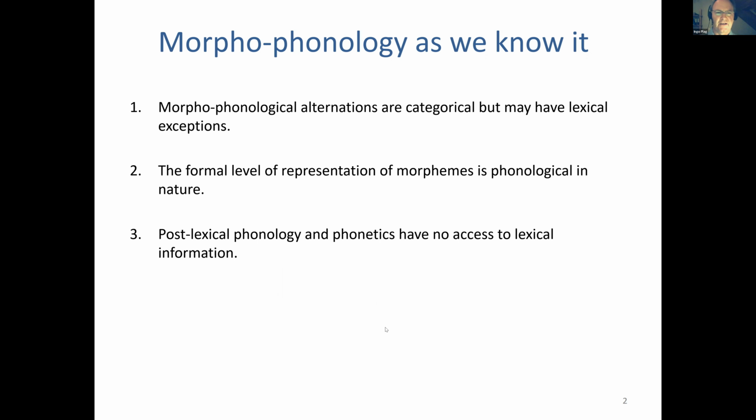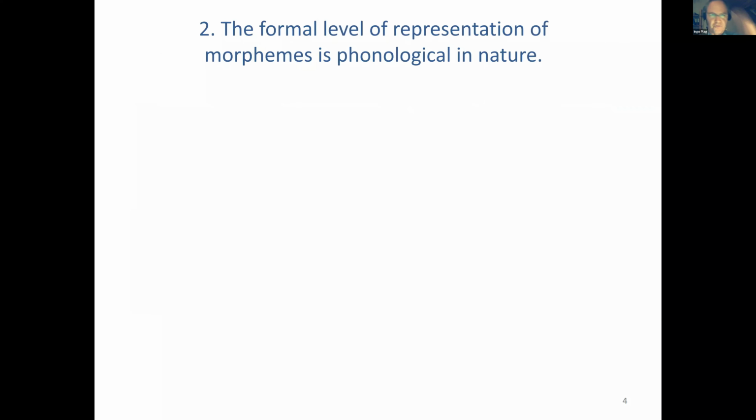However, there are problems with this, and I want to talk about problems concerning number 2 and number 3. I could also talk about number 1, but not today. So we will focus on the formal level of representation and post-lexical phonology and phonetics. So first, the formal level of representation of morphemes is phonological in nature. What does that mean? Why is that important?